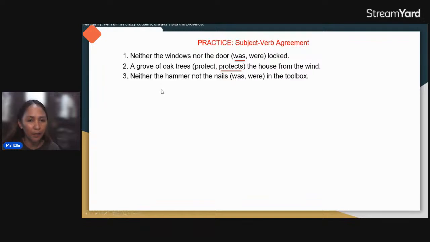Now let's continue. Neither the hammer nor, sorry, it's nor. Neither the hammer nor the nails were in the toolbox. Again, this is nor. So neither the hammer nor the nails were in the toolbox. What's our number three?